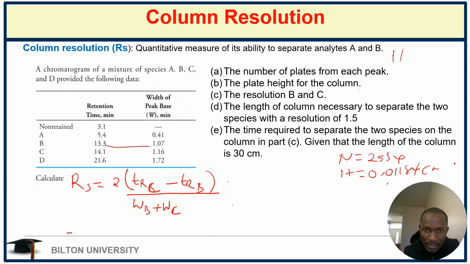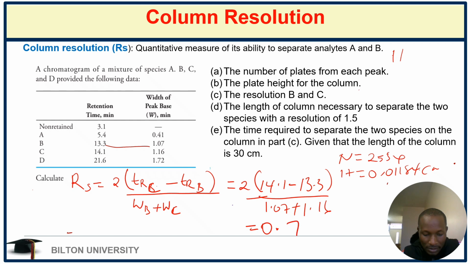Once we have done this, we can then substitute and say 2 times retention time of C, which is 14.1, minus retention time of B, which is 13.3, and everything divided by width of B, which is 1.07, plus width of C, which is 1.16, and that's going to give us a value of 0.7175. So this is the column resolution of B and C.